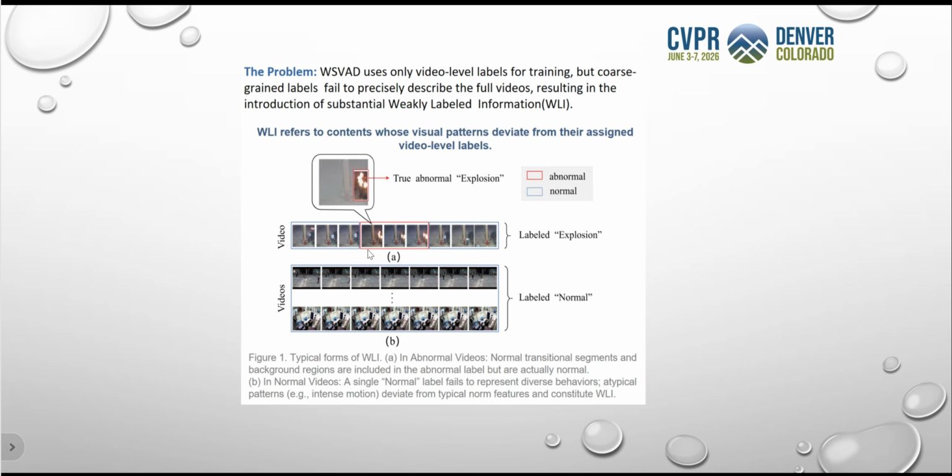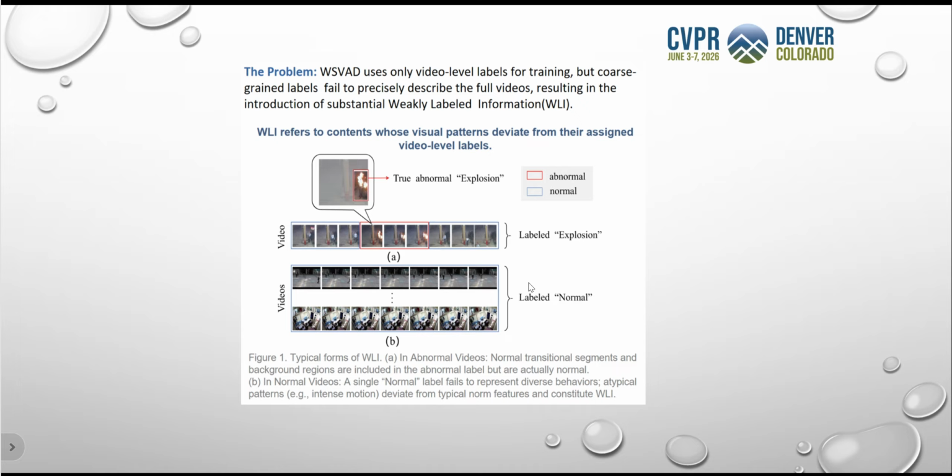In abnormal videos, an abnormal video is uniformly labeled as explosion. However, the actual anomaly only occurs in the foreground of partial segments, as shown in the red box. The remaining transitional segments and background regions are included in the label but are actually normal.